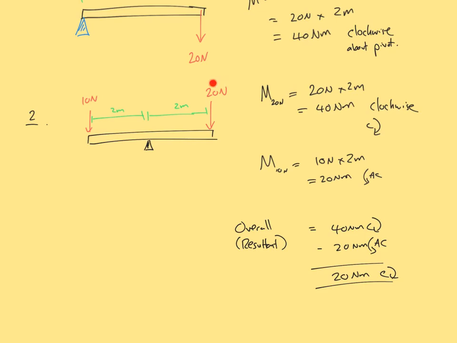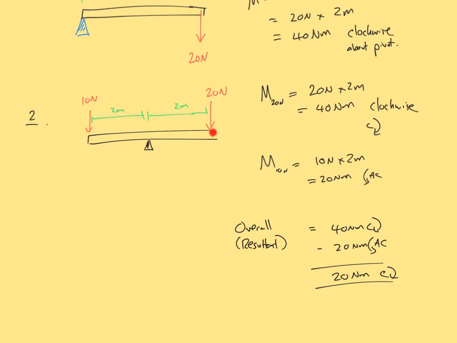In other words, this 20 newtons is having a 40 Newton meter clockwise turning effect, but this 10 newtons here is having a 20 Newton meter anti-clockwise. So obviously overall 20 Newton meters anti-clockwise, 40 Newton meters clockwise. The overall effect is just 20 Newton meters clockwise.